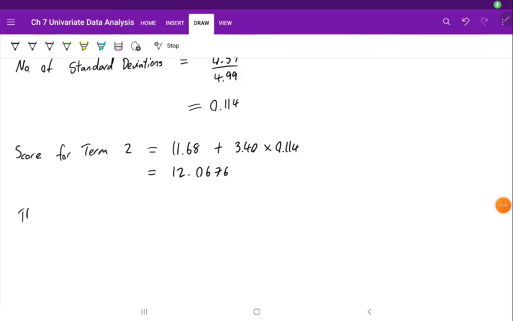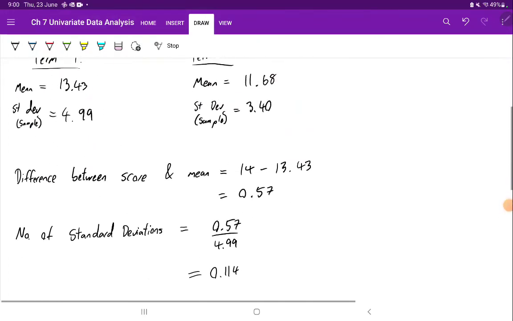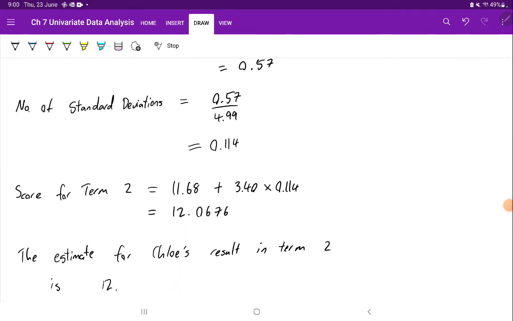And there we go. So you'll notice that essentially what we do is we use the term 1, or the first group's, mean and standard deviation to work out how many standard deviations she's above. And then we use the second two, 11.68 and 3.4, to work out what her score is actually going to be. So this is the kind of combination between the two.